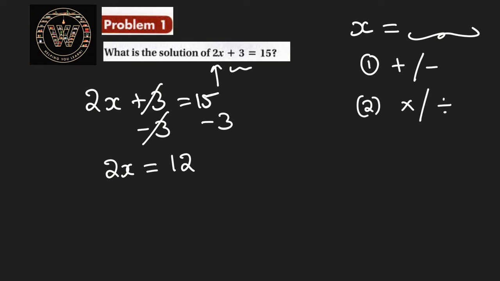Now how will we remove 2 that is multiplied by x? We remove multiplication by division. So divide by 2 on both sides. So x is going to be equal to 12 divided by 2 is 6. This is the solution of this equation.